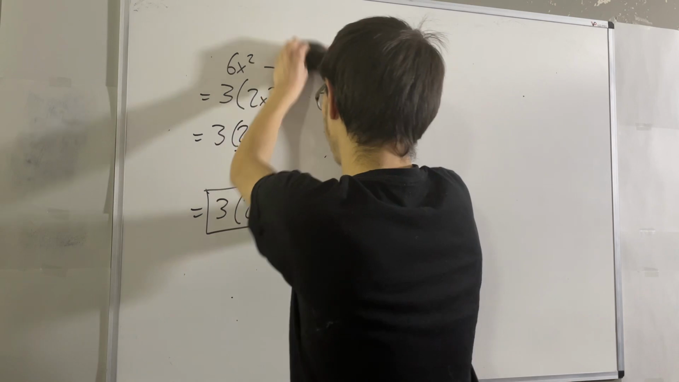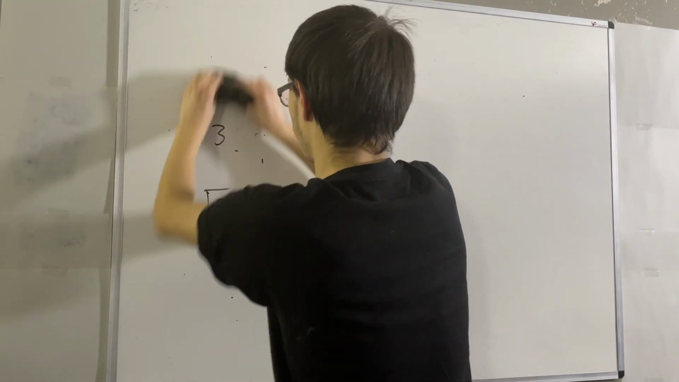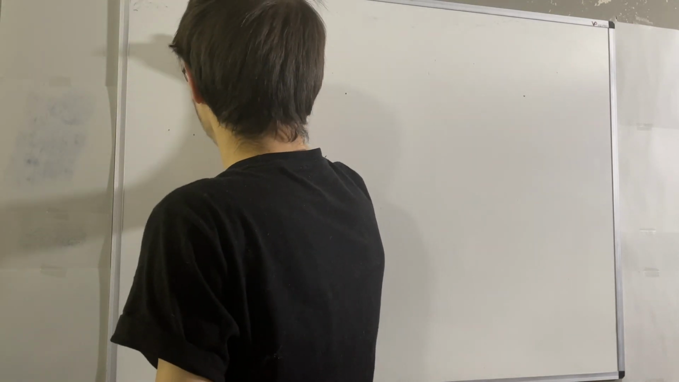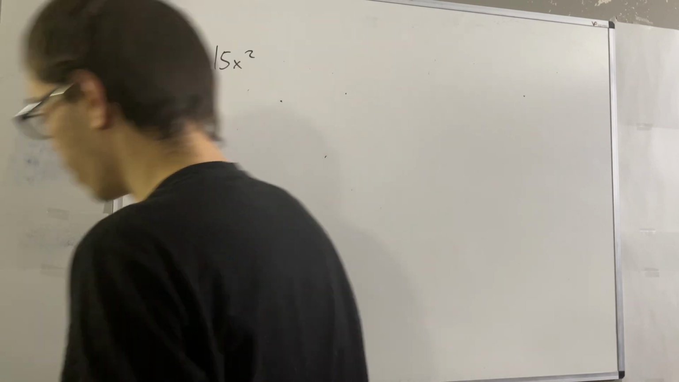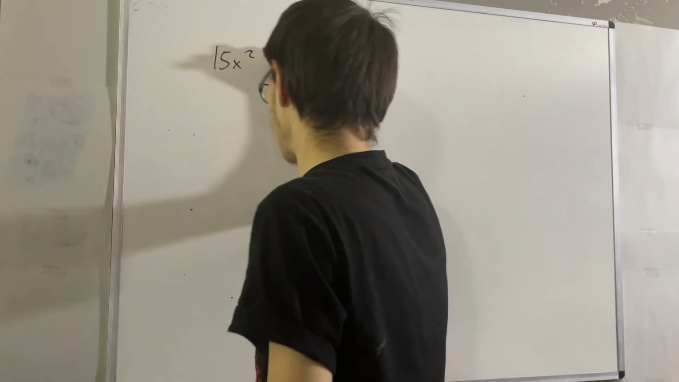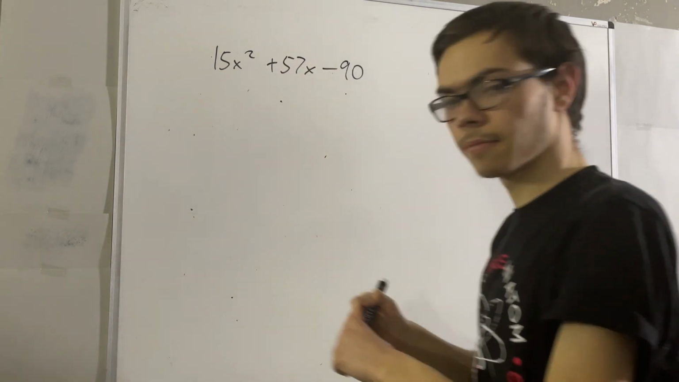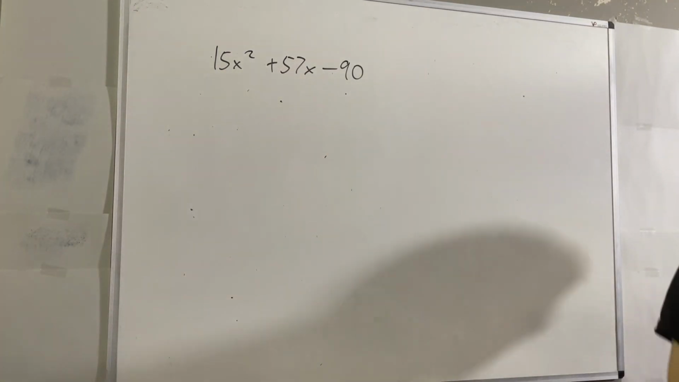So hopefully you'll be comfortable looking at some more examples of instances like that, because that's pretty much where we're headed at this point in the video. So let's make it a little bit more challenging. Let's say we have 15x squared plus 57x minus 90. How would you factor this one?